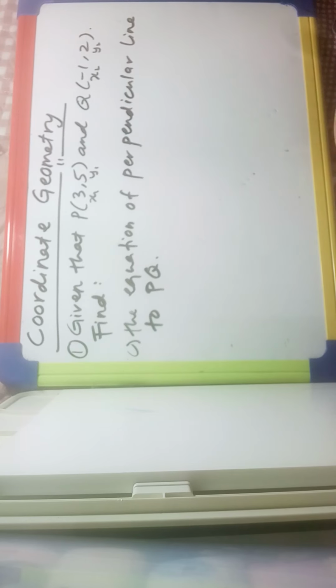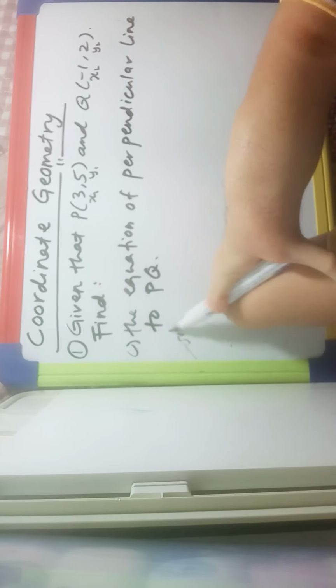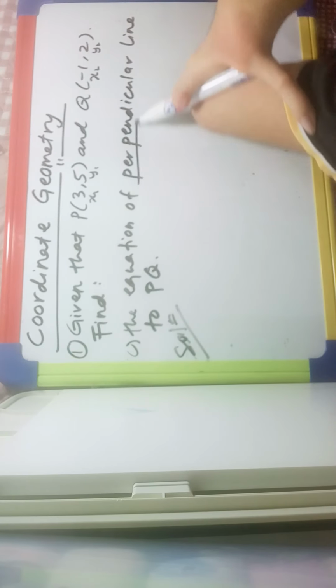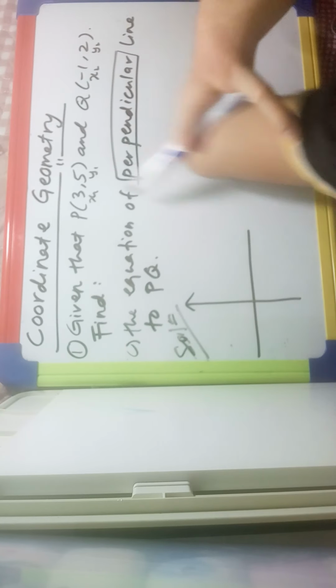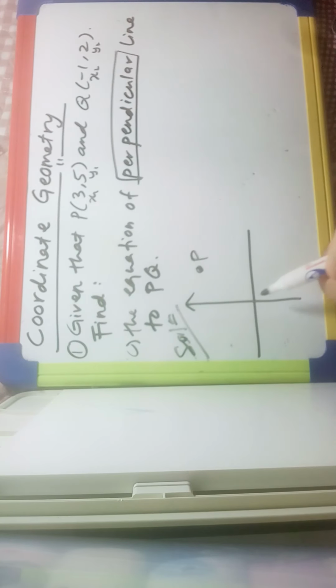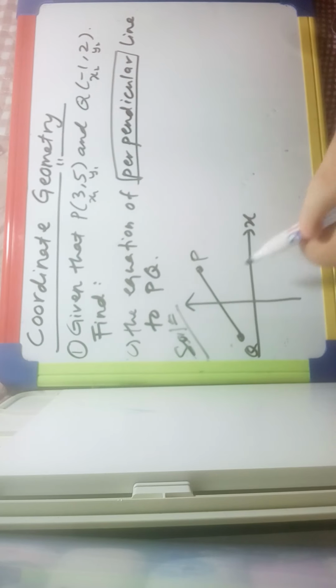First of all, you need to understand what it means by perpendicular. In order to solve this one, the solution: the moment they are asking about perpendicular, bear in mind, if I want to sketch, I will do a rough sketch only. P is (3, 5), let's say somewhere over here. This is point P. Q is (-1, 2), let's say over here. This is Q. When I connect, this is the line from P to Q.